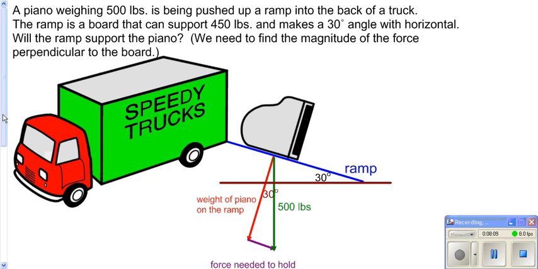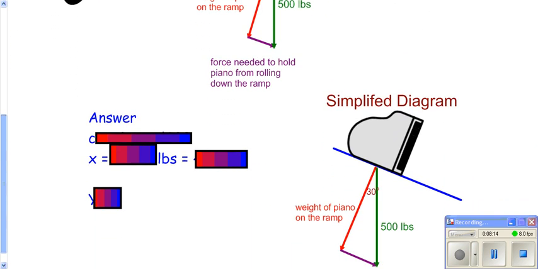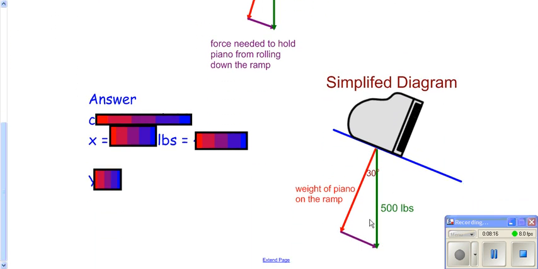Well, this is kind of a diagram of what's going on in the context of our problem. If we simplify it down, this is our simplified version. We're, for the most part, trying to figure out this side here, the weight of the piano on the ramp, which is always perpendicular to the ramp. The weight of the piano, the 500, goes straight down towards the center of the earth, with a 30-degree difference in the two. So we're looking for the red. That's adjacent to your angle, so we're going to use cosine of your angle equals your adjacent, which we're looking for, over your hypotenuse.